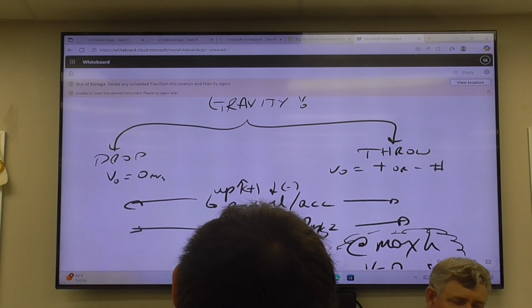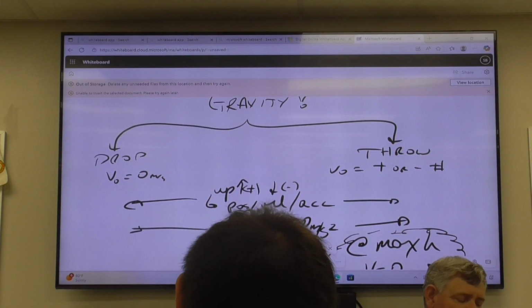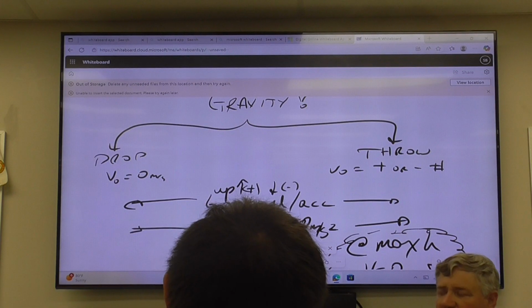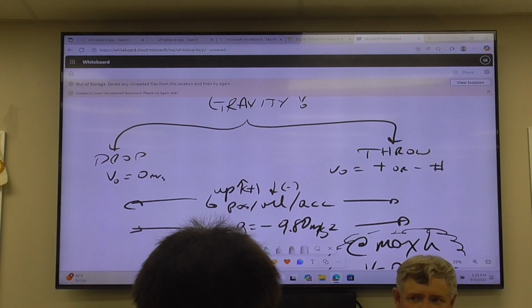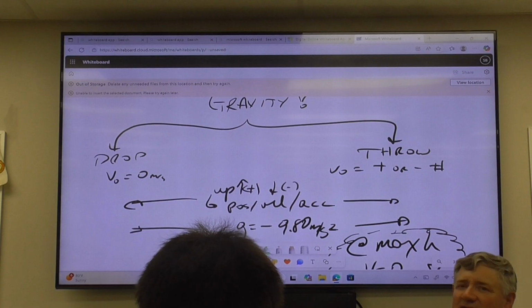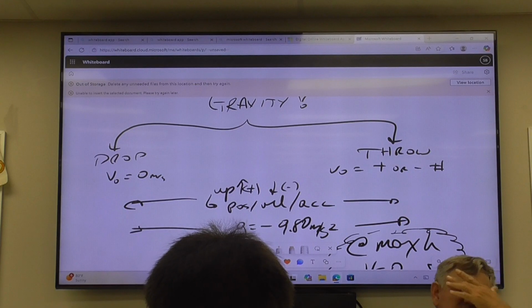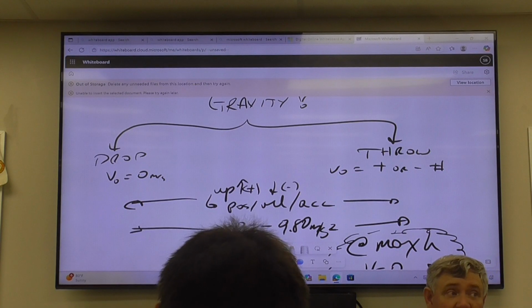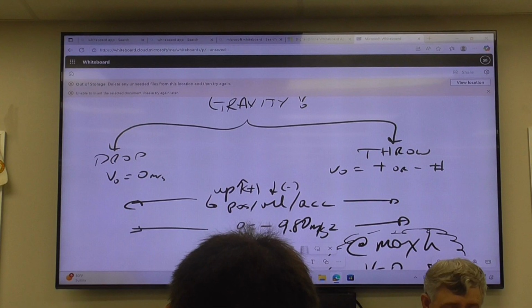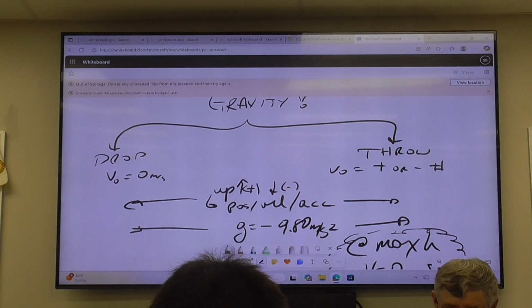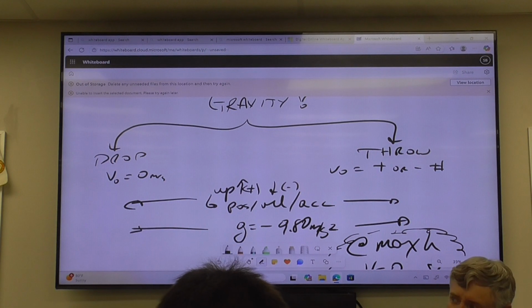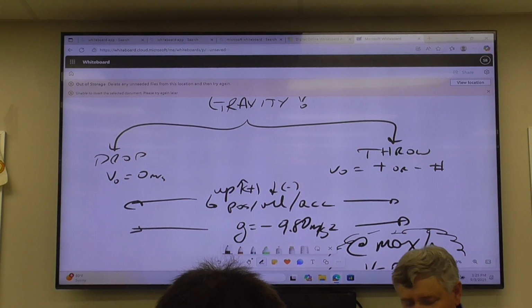On all of these problems, we're going to define up. I don't care if it's displacement, velocity, acceleration. Anything going up is going to be positive. Anything going down is going to be negative. That way you don't have to guess. It's like, oh man, how are we going to play this one? We're all going to play them the same way. Okay? So we're going to go through the drop first, and then we'll deal with the throwing after that.